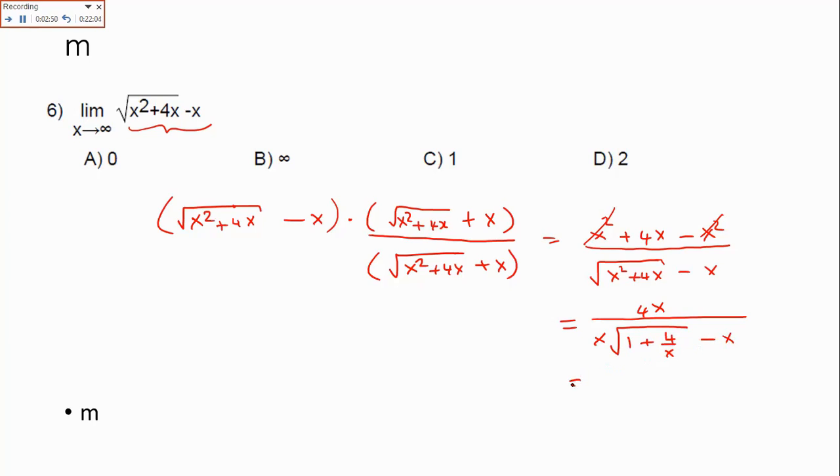Now we will go ahead and collect the terms. So we'll put 4x, and then in the bottom, we take a common factor as x. We get square root of 1 plus 4 over x, and then minus 1.